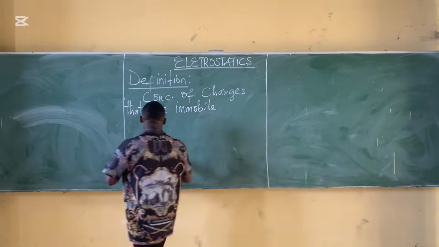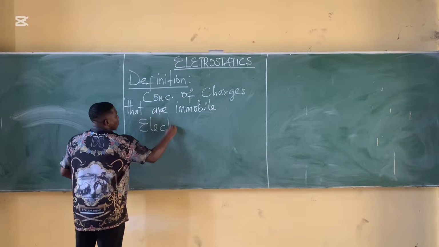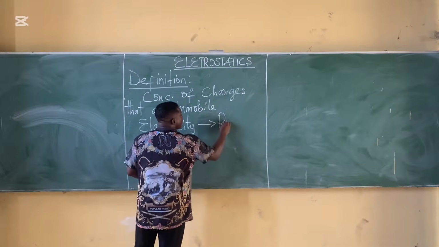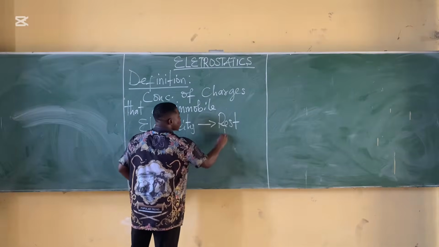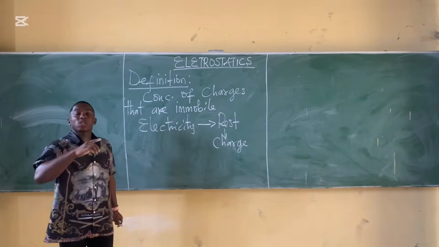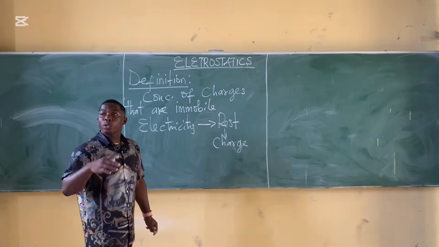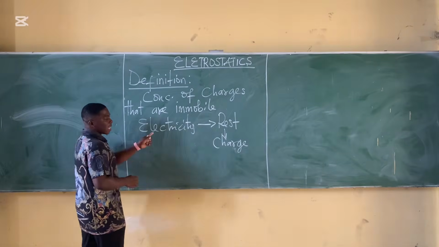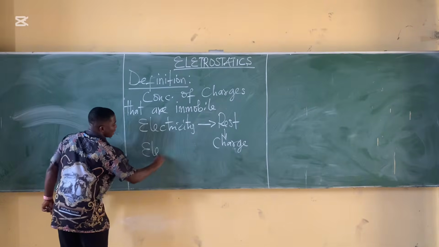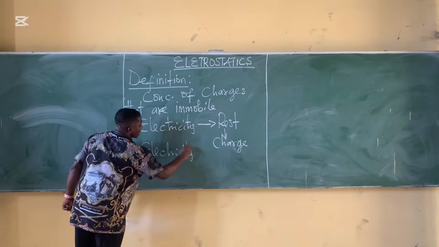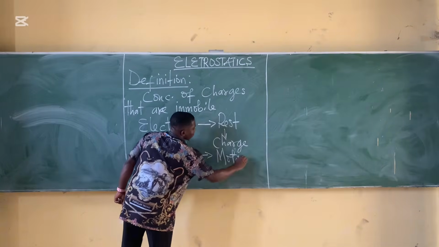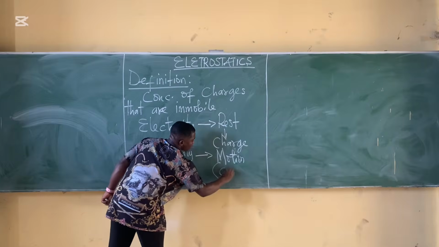Please take note. When electricity is at rest, it is referred to as a charge. But when the same electricity is in motion, when it is moving, it is called current.